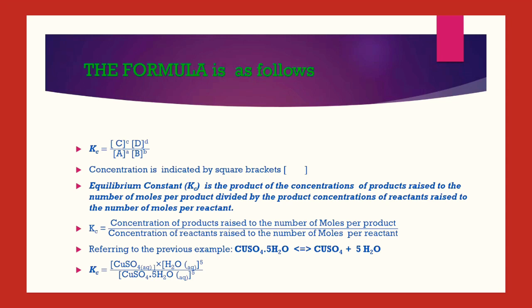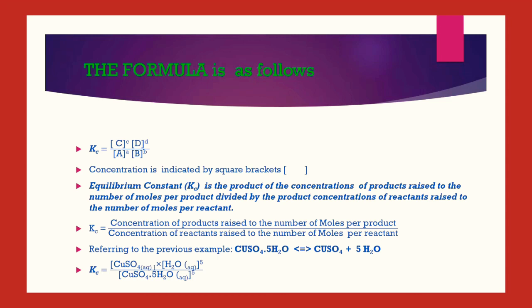Equilibrium constant Kc is the product of the concentrations of products raised to the number of moles per product divided by the product of concentrations of reactants raised to the number of moles per reactant. In summary, I would say that Kc is equal to concentration of products raised to the number of moles per product over concentration of reactants raised to the number of moles of reactants per reactant.